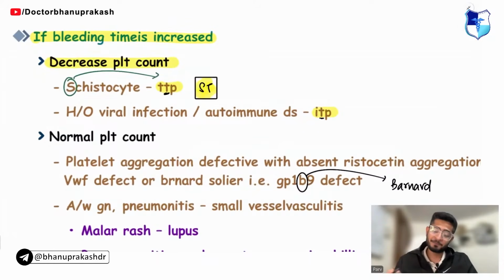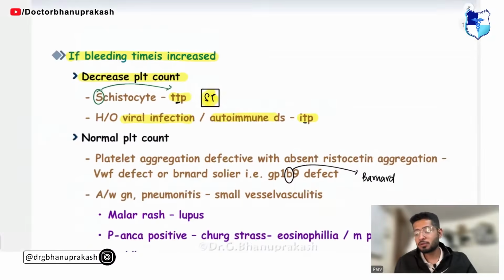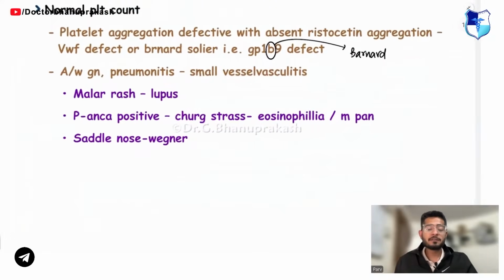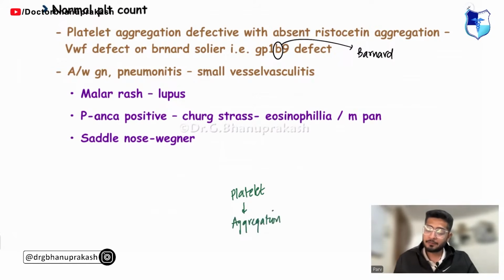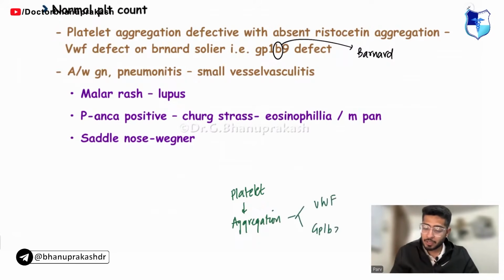Okay. And you will have what? You will have viral infection and autoimmune diseases in immune thrombocytopenic purpura. But if your platelet count is normal, okay, the problem will be what? The problem will be aggregation. And for aggregation, it needs two things, either von Willebrand factor or GP1B9 receptors.